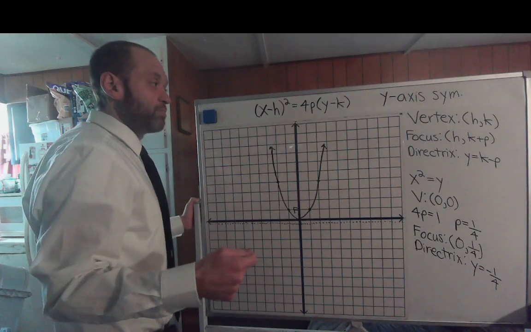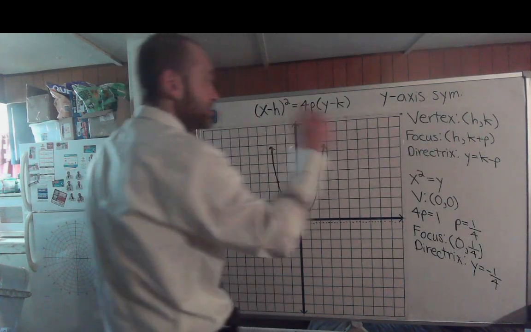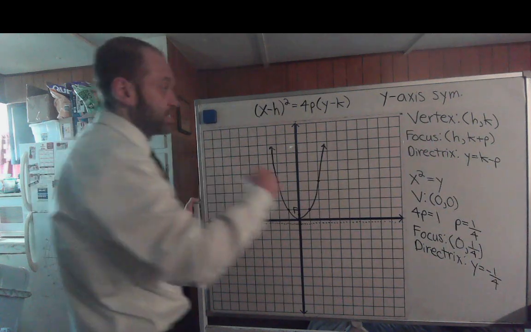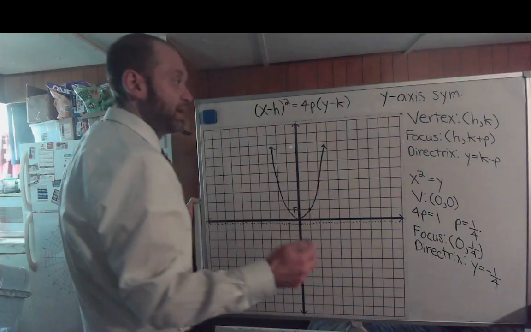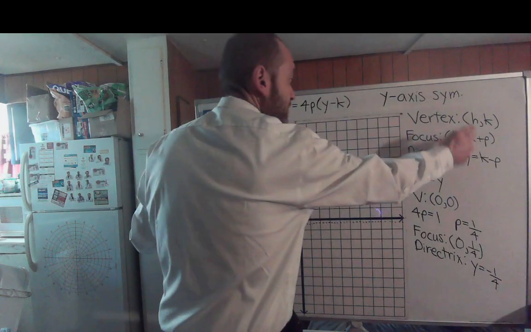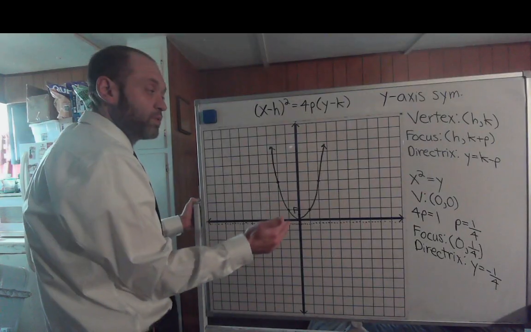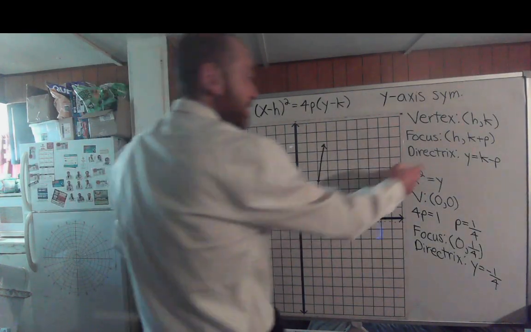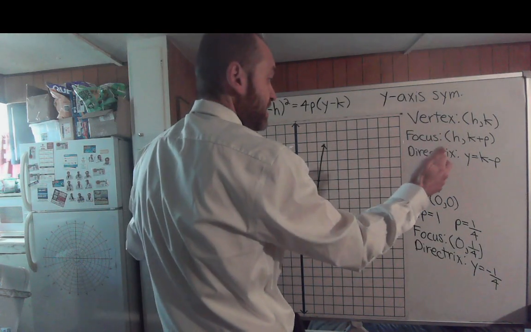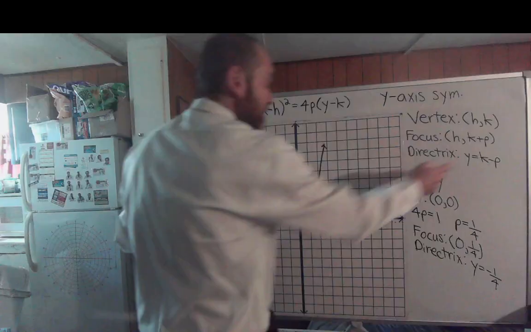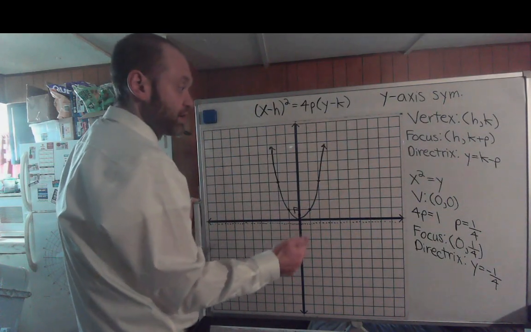Once you solve for p to find the focus, if it's got the y-axis symmetry, you're going to leave your x-coordinate alone, but you're going to take that p and add it to the y-coordinate of your vertex. That'll be your focus. Then to find your directrix, you're going to take the y-coordinate of your vertex, subtract p from that, and you'll end up with your directrix.